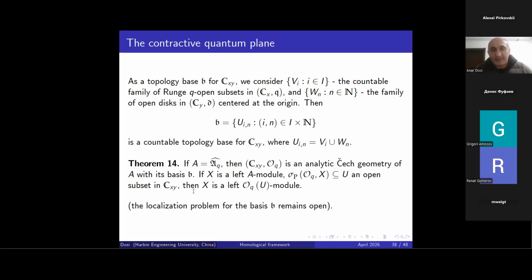Again, we have the functional calculus theorem. So if an open set contains the Putinar spectrum, then X is a left module. This result is true for any left Fréchet module. Yeah, the localization problem here remains open. I didn't investigate it yet.